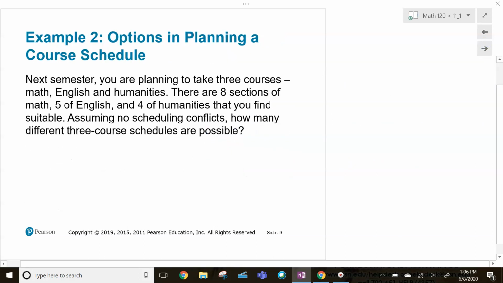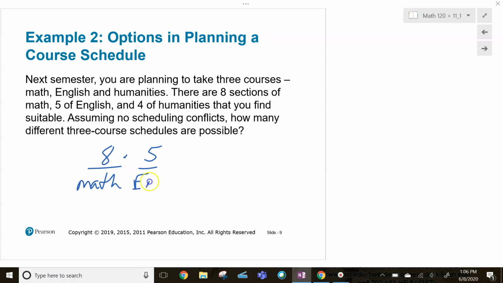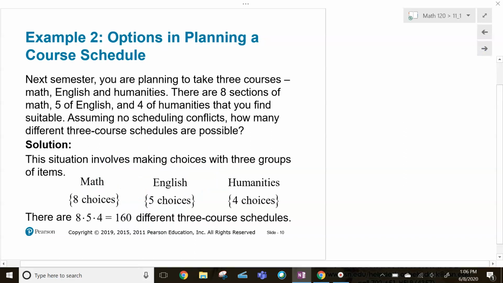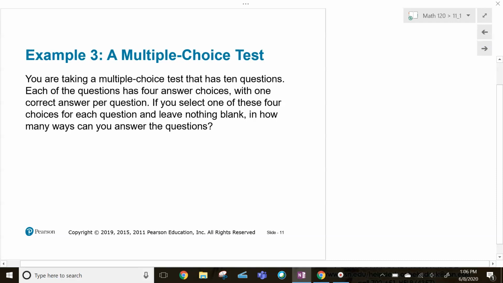Next semester, you're planning to take 3 courses: math, English, and humanities. There's 8 sections of math, so there's 8 options you have there. 5 options for English and 4 options for humanities. So 160 different 3-course schedule choices. 160 different options.